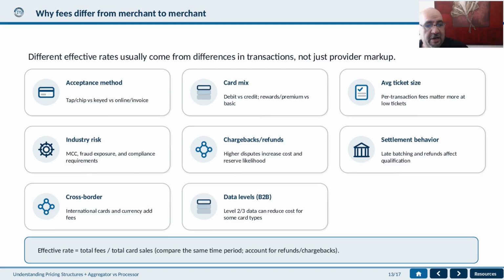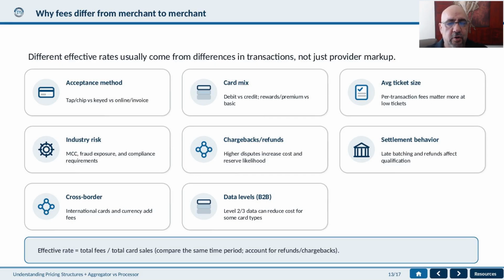So if you look right here, I just uplifted the effective rate. Basically, you need to take the acceptance method, what type it was. It'll tell you within the statement: card mix, average ticket, industry risk, chargebacks, settlement behavior, data level system, or cross-border international cards. That's all built into your statement.